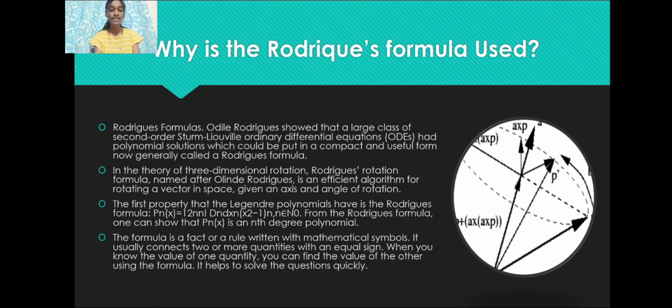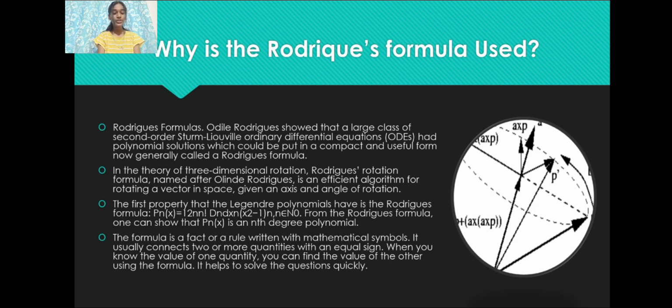The first property is that the Legendre polynomials have a Rodrigues formula: P_n(x) equals 1 over 2^n n factorial, d^n/dx^n of (x squared minus 1)^n. So that is the form of the Rodrigues formula. One can show that P_n(x) is an nth degree polynomial. A formula is a fact or rule written by mathematical symbols. It usually connects two or more quantities with an equal sign. When you know the value of one quantity, you can find the value of the other quantity by using the formula. It helps to solve questions quickly.